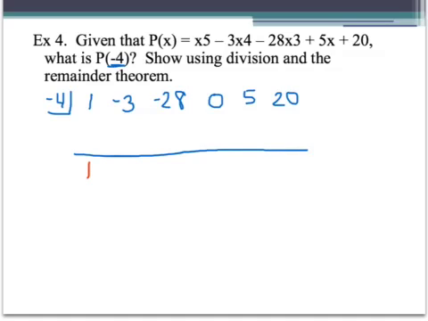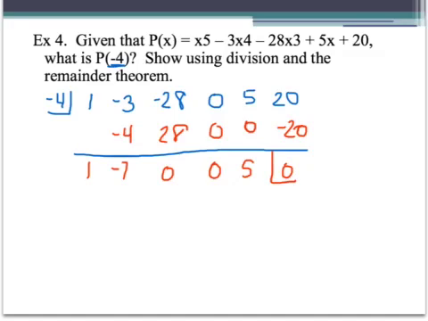So I drop my 1. 1 times negative 4 is negative 4. I'm going to add those. I get negative 7. Negative 7 times negative 4 is positive 28. We add, we get 0. 0 times negative 4 is 0. Then I add, I get 0. Again, 0 times negative 4 is 0. I have 5. 5 times negative 4 is negative 20. And I add, and I get a remainder of 0. So I see here my remainder is 0.